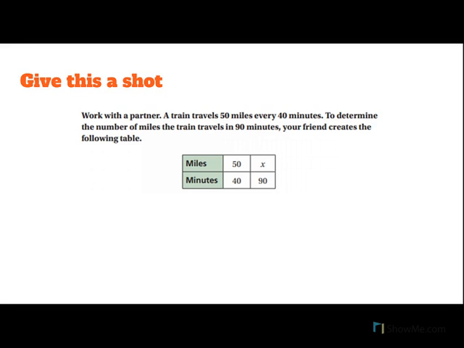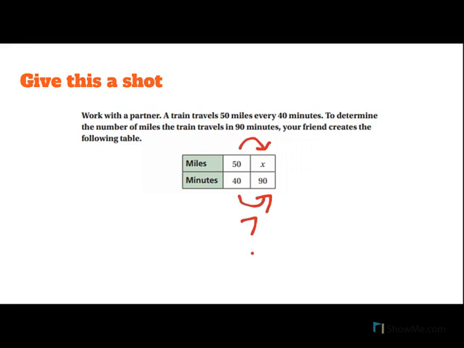So when we've seen problems like this, here we have a train that travels 50 miles every 40 minutes. Determine the number of miles a train travels in 90 minutes. You create this table. We've done this a few different ways. One way is maybe to see, what am I multiplying 40 by to get 90? And if I do that, I can figure out what I would multiply here.